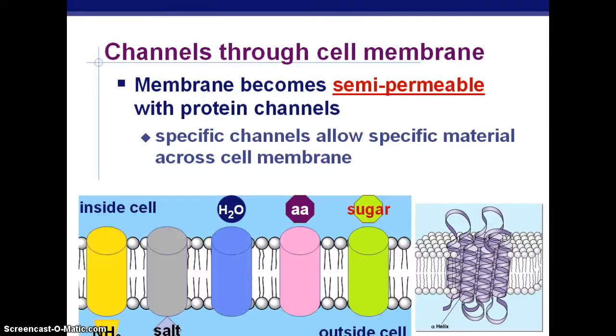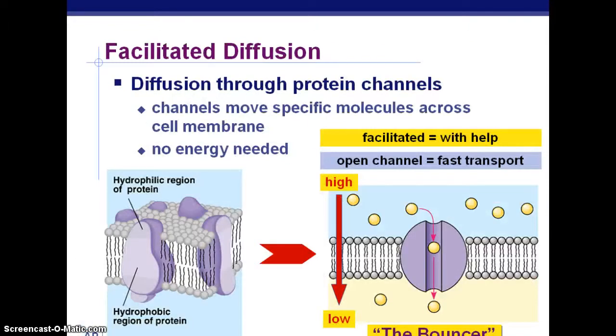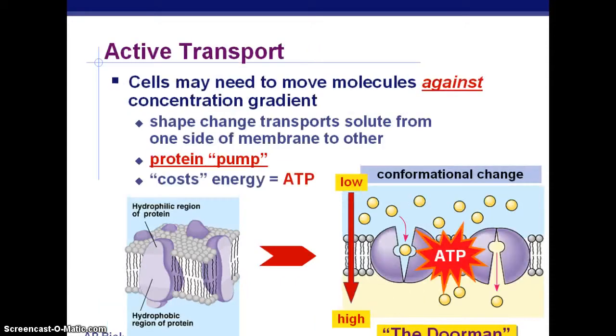So in looking at this, we have transport proteins that allow specific molecules to pass through them to get into or out of the cell. And that's called facilitated diffusion. So when you use a protein to pass a molecule, it's going to be facilitated by that protein. Therefore, it's called facilitated diffusion.